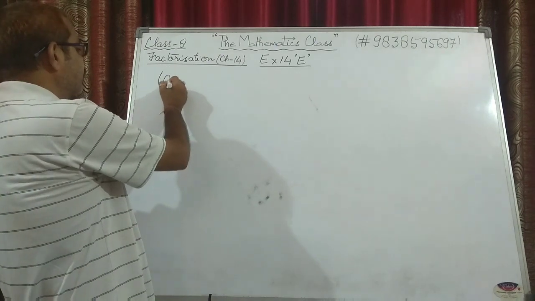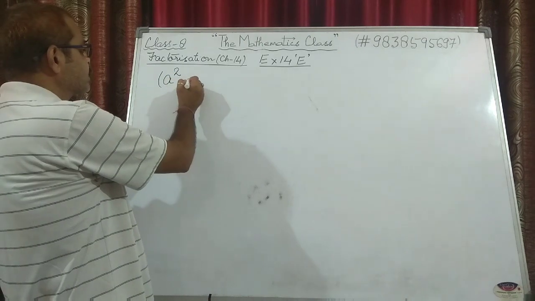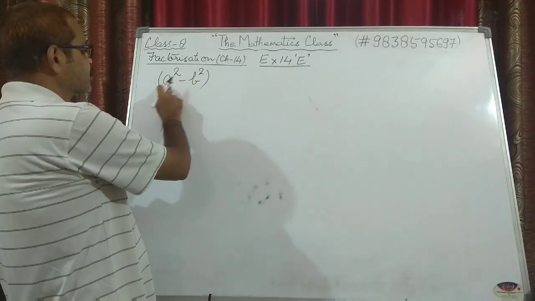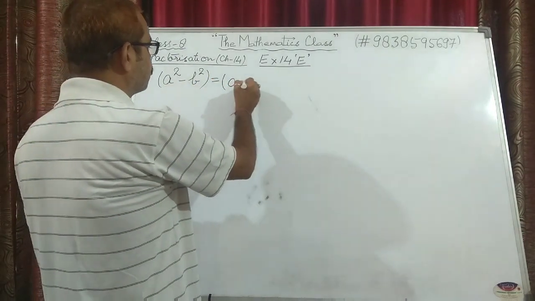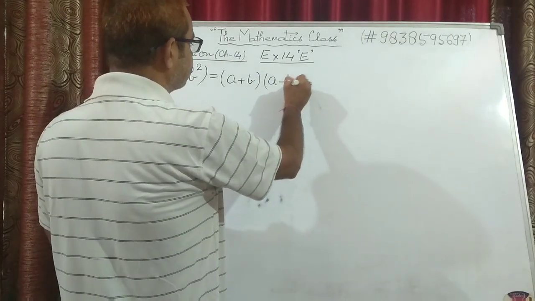Now let us say a number is a, so its square, minus a number b and its square, that is a square minus b square. This is always equal to (a plus b) times (a minus b).